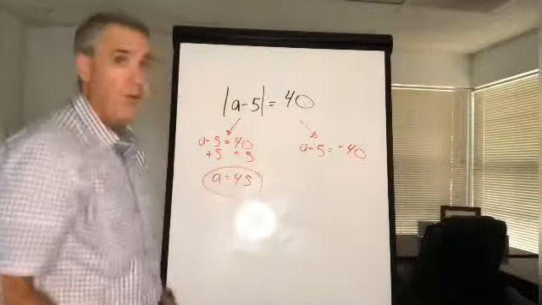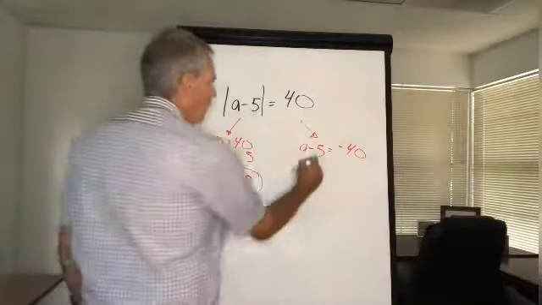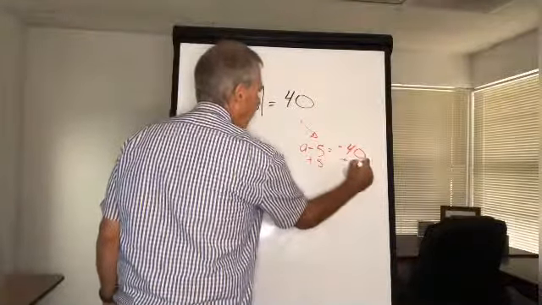A is equal to 45. That's one of our answers. Plus 5, plus 5.